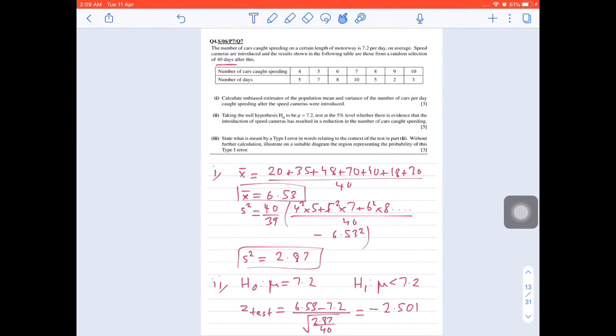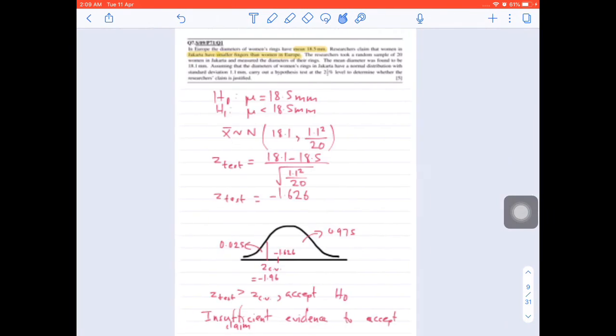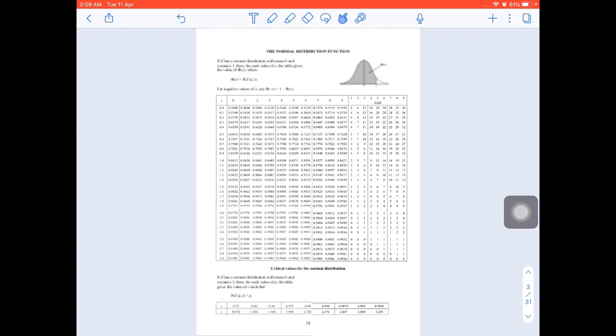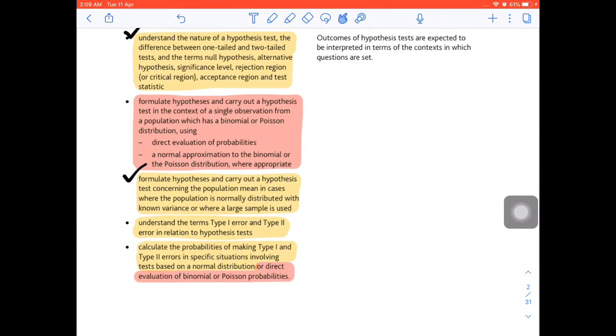So I'll just go back to the syllabus. From here we've covered this point as well. We've covered half of the last point as well. We haven't covered the red part. We've covered the yellow part about the normal distribution. We haven't done the binomial and Poisson. So that's the end of this video.